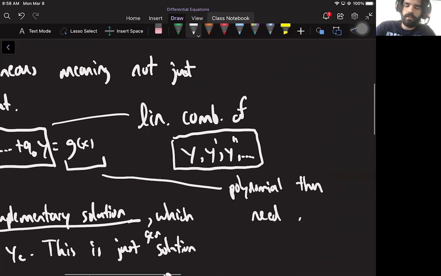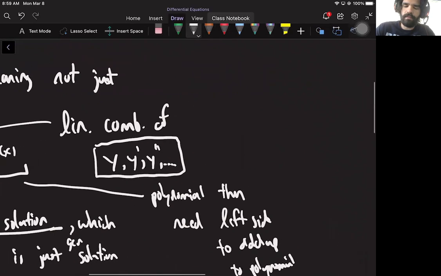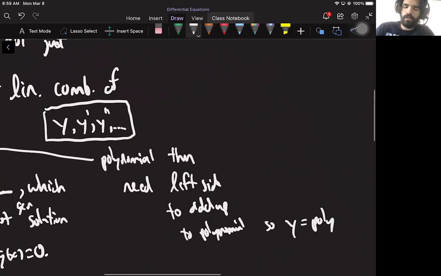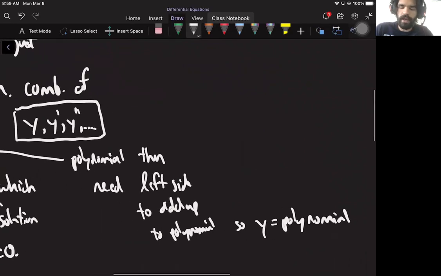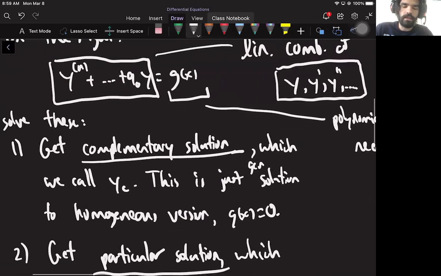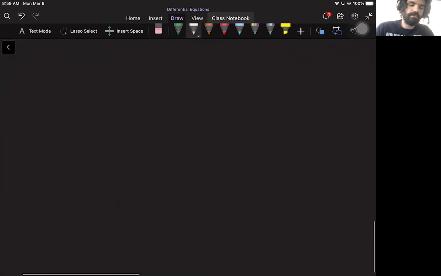So we need the left side to add up to a polynomial, and that means y better be a polynomial in the first place, because I'm just adding it up with its derivatives. So if I wanted to add up to a polynomial, I better start off with a polynomial. That's the basic principle. Okay, but now let's see the principle in action with an example to see how it works.